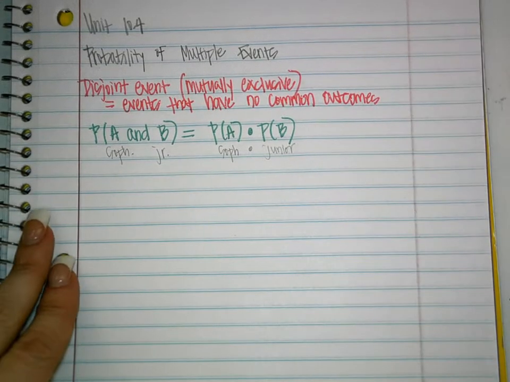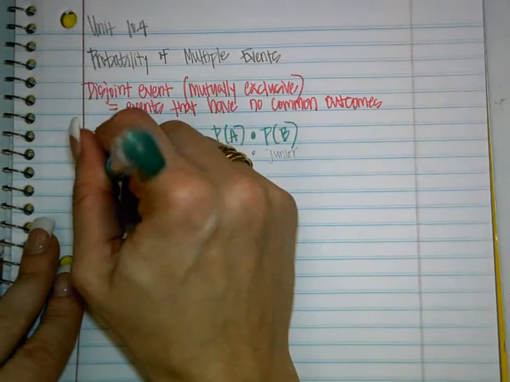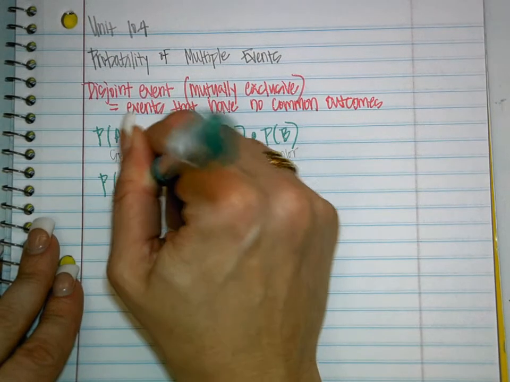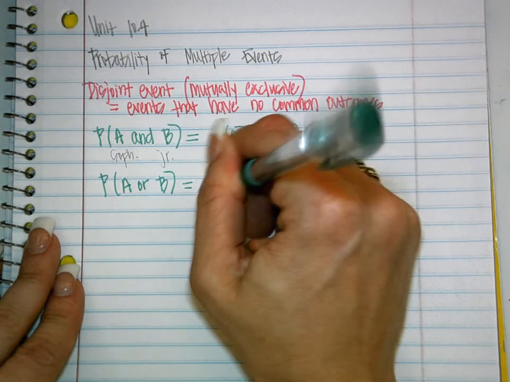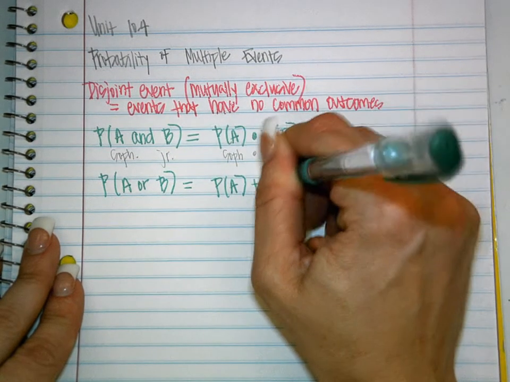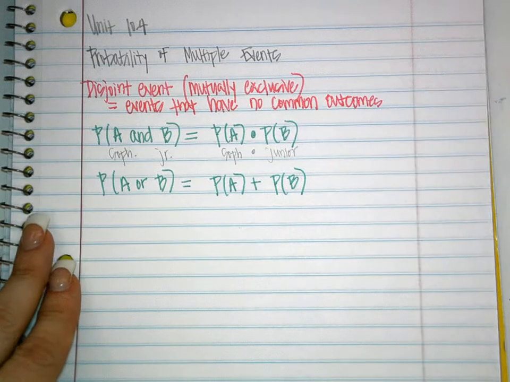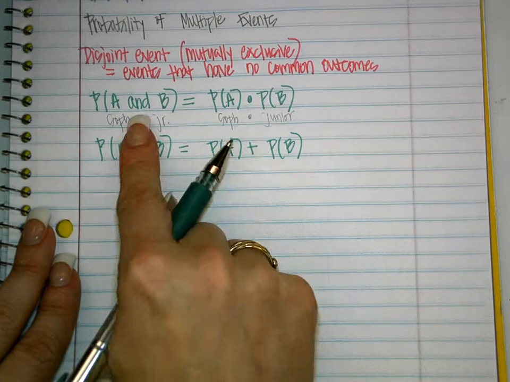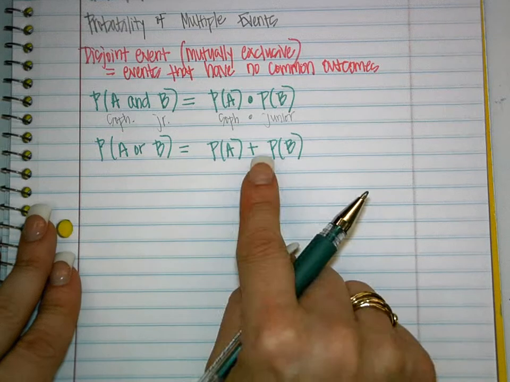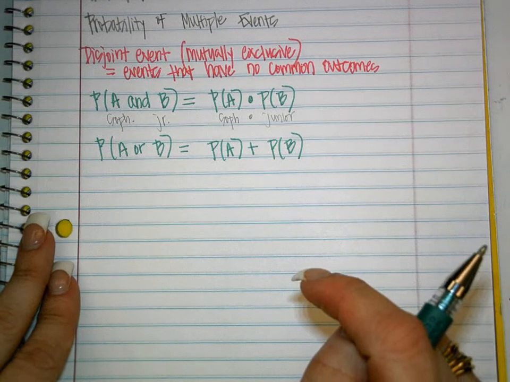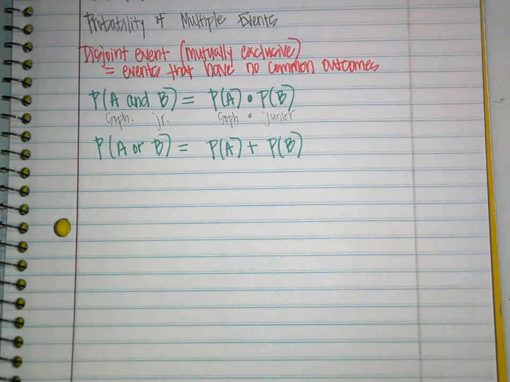You also need to know that the probability of A or B happening is equal to the probability of A plus the probability of B. You are going to have to memorize that formula. And is multiply, or is addition. That's just something that you have to memorize.